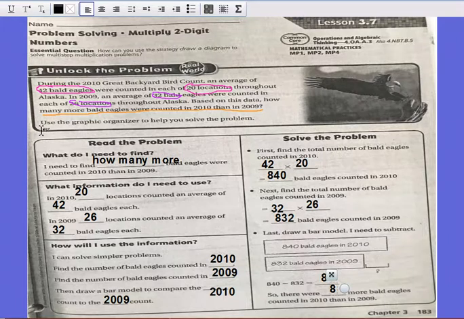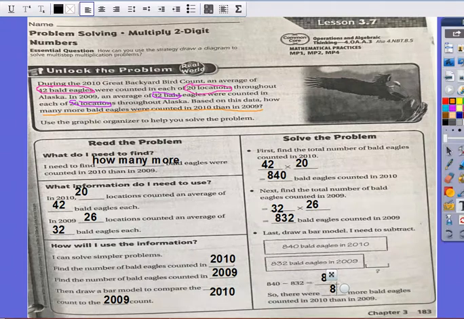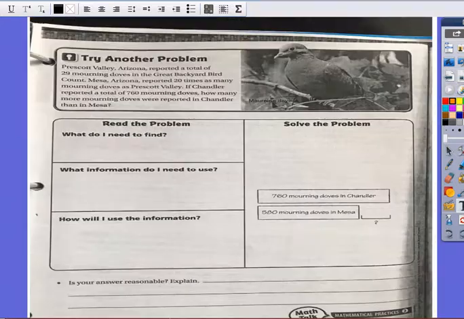Okay, so when you see how many more, that means you're going to subtract. You're trying to figure out how many more 2010 was from 2009, or whatever it's saying to do. Okay, so make sure you first circle all the information you need, then figure out what they're asking you, and go from there. Okay? Alright, so we're going to try another problem.